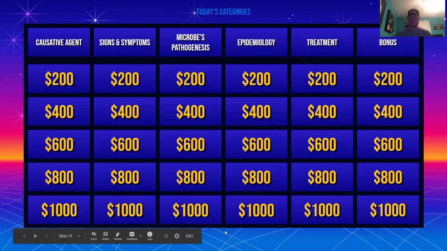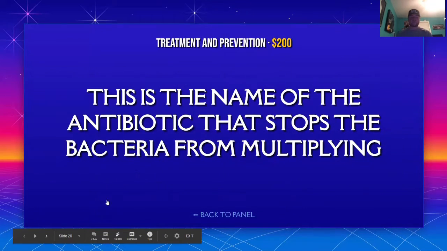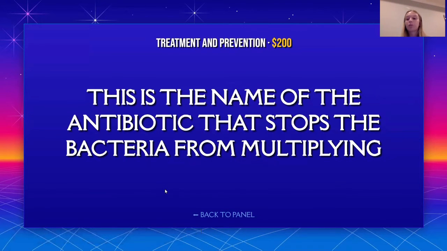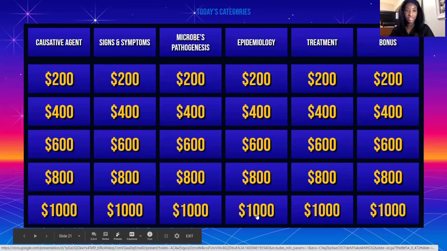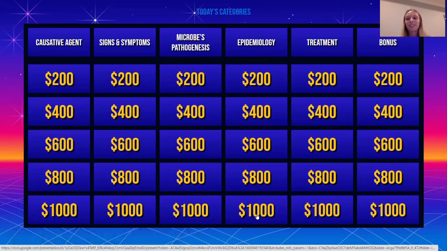I'd like to do treatment for 200, please. All right, treatment. This is the name of the antibiotic that stops the bacteria from multiplying. Rachel? What is doxycycline? That is correct. Go ahead and choose our next category, please.